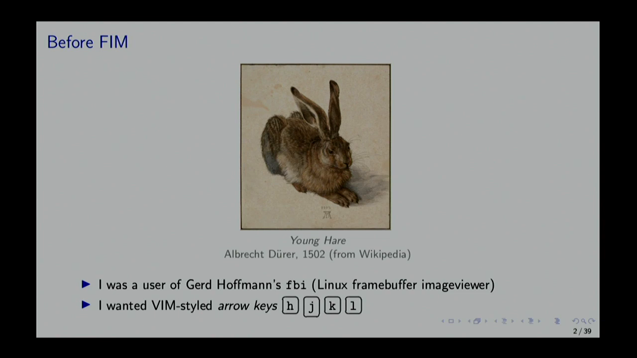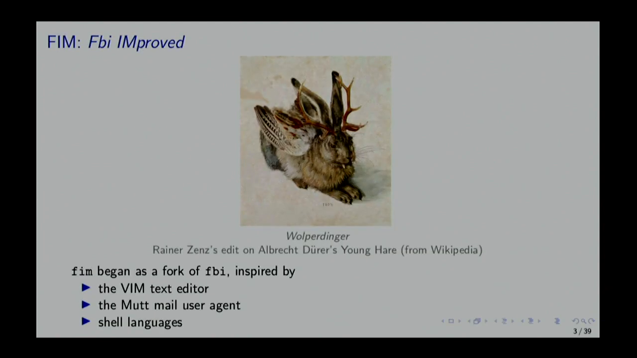At some point, I started realizing that I needed something more, like some shortcut bindings or a small command line, commands, at some point a parser, auto-completion. So hack after hack, a fork came out of FBI, which I called FIM. It takes inspiration from the Vim text editor, the mail user agent, and the shell languages.